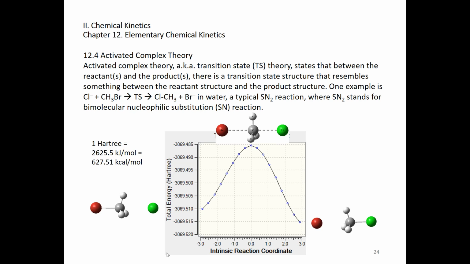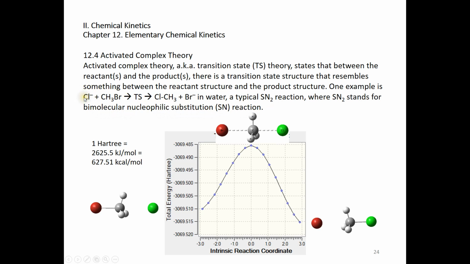Activated complex theory, also known as the transition state theory, states that between the reactants and products in an elementary reaction, there is often a transition state structure that resembles something between the reactant structure and the product structure. Here's another example. Let's look at one of the SN2 reactions. SN stands for nucleophilic substitution. SN2 means it's going to be bimolecular. Now let's look at this reaction.